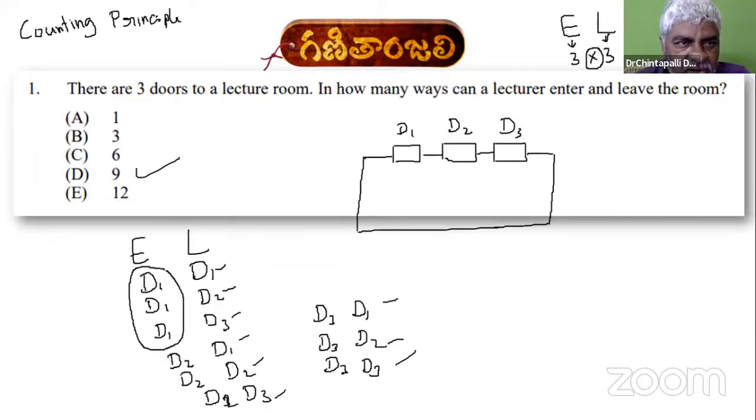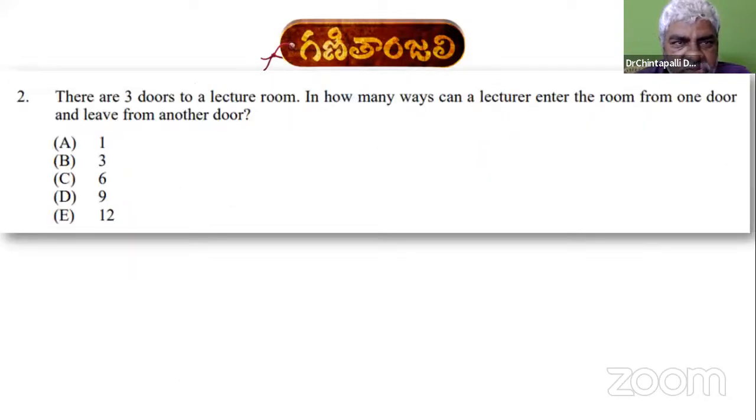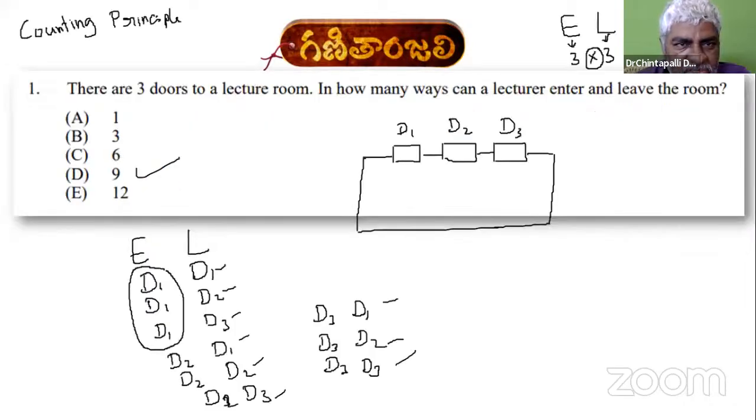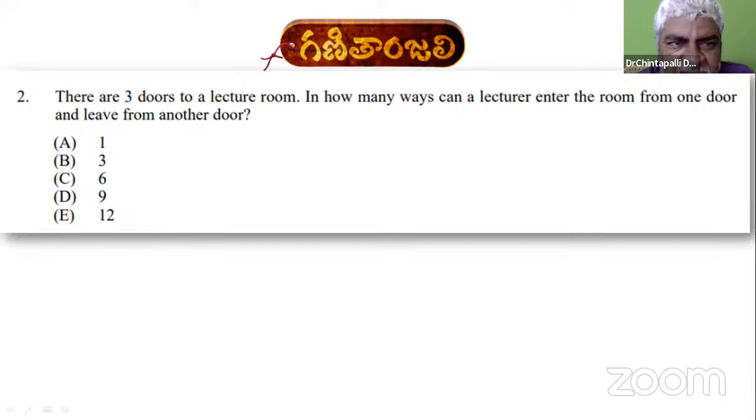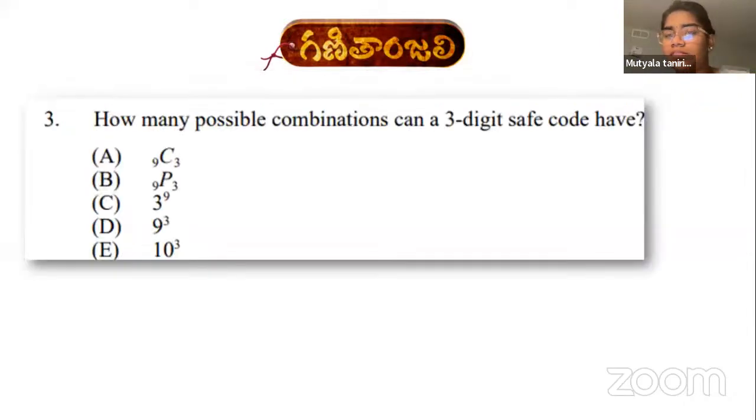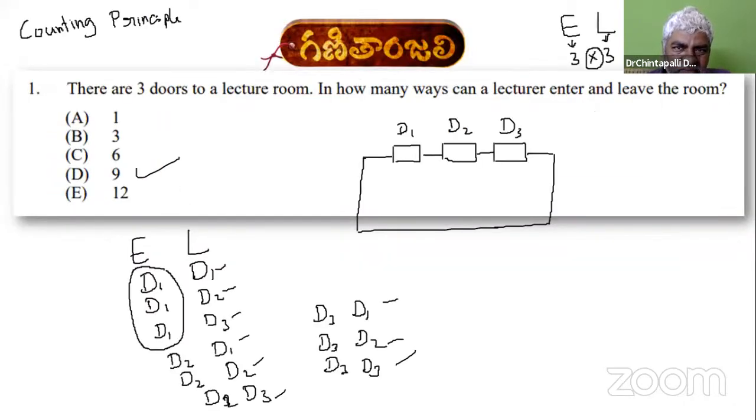After 1, there must be 2. Where is 2? The question is repeated. This is the same question, but there must be a small difference. There are 3 doors to a lecture room. In how many ways can a lecturer enter the room from one door and leave from another door? See, there is a difference between these two questions. Oh, isn't it the same, sir? The question seems to be the same, but look at the last part.